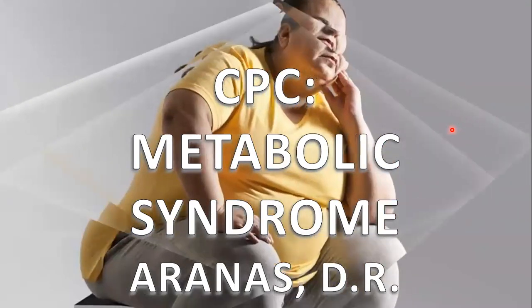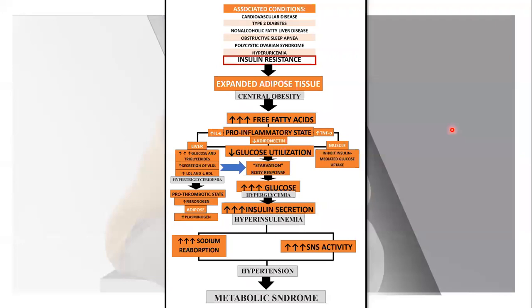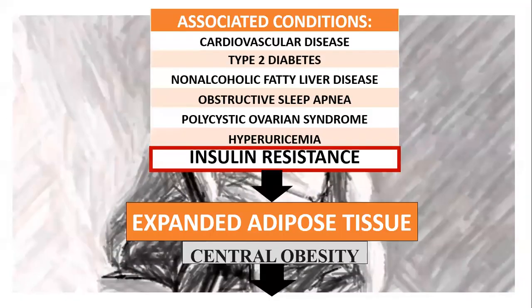This now is the overview of my CPC. We'll be discussing this by section. So let's start. The associated conditions to Syndrome X include the following: cardiovascular diseases, type 2 diabetes, non-alcoholic fatty liver disease, obstructive sleep apnea, polycystic ovarian syndrome, and even hyperuricemia. All of these conditions have a major mechanism of insulin resistance.